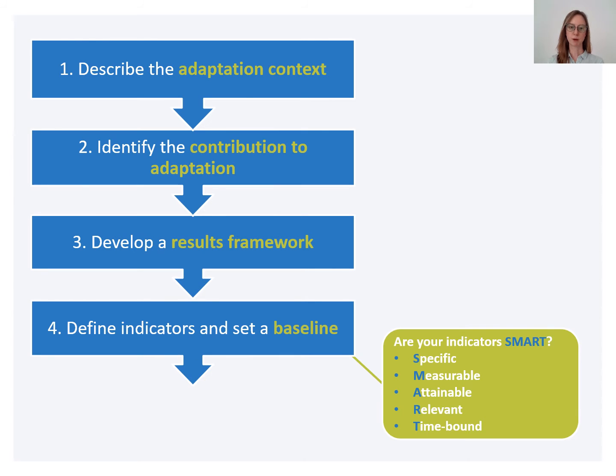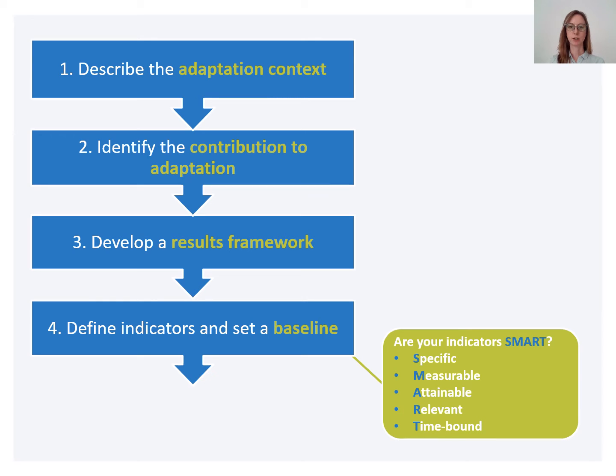The fourth step of the monitoring and evaluation process is to define indicators and set a baseline. So the first part of that is choosing indicators. Now indicators are really important because they essentially define what it is that's being measured. So it's what is being evaluated in terms of your adaptation measure. And how does that indicate success, or what do you want to learn about it?